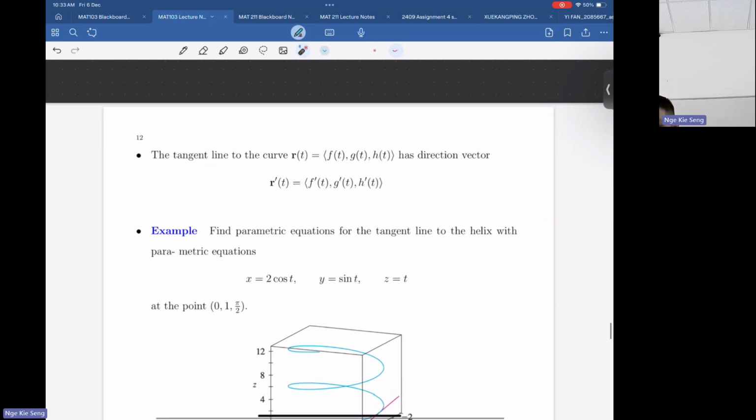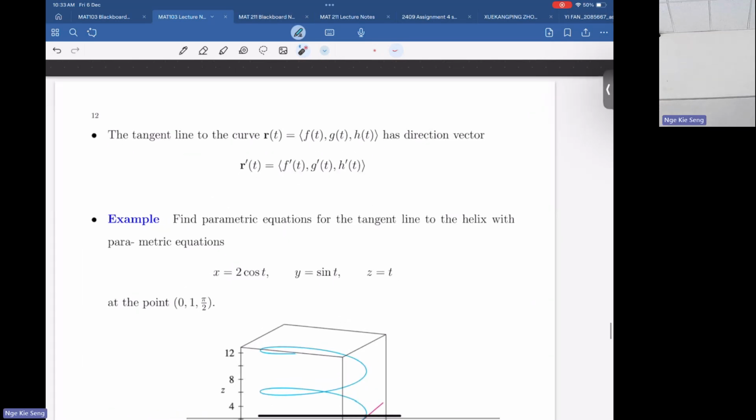Okay, so what's the use of the tangent vector? The tangent vector that you find for a vector function is actually the direction vector of your tangent line. Let me underline this. So the tangent vector is a direction vector for your tangent line. To give you a context here, let's say I have an r(t).